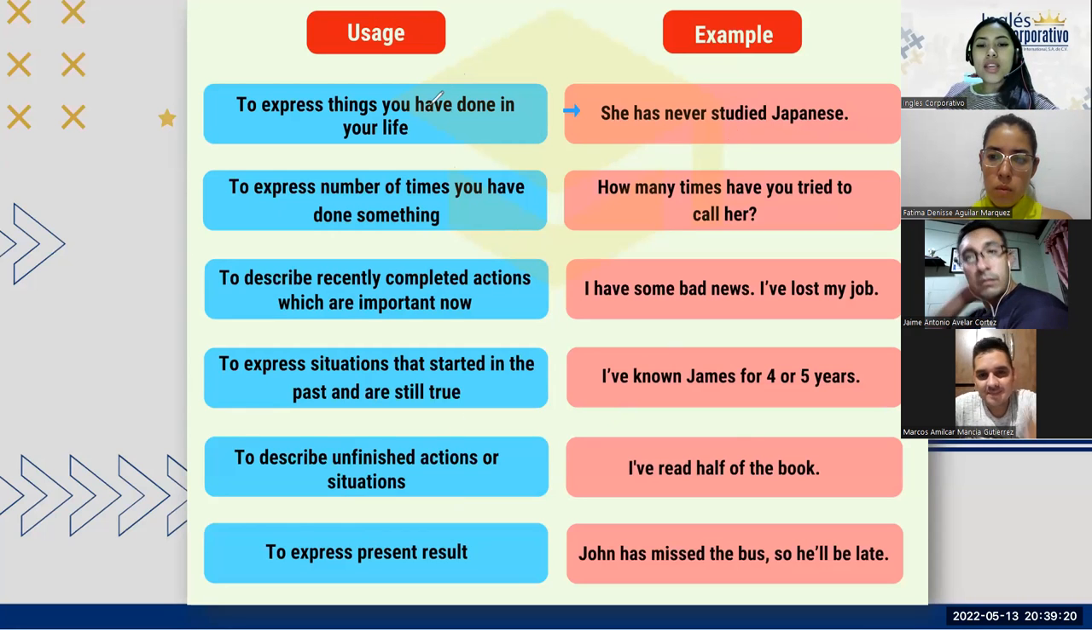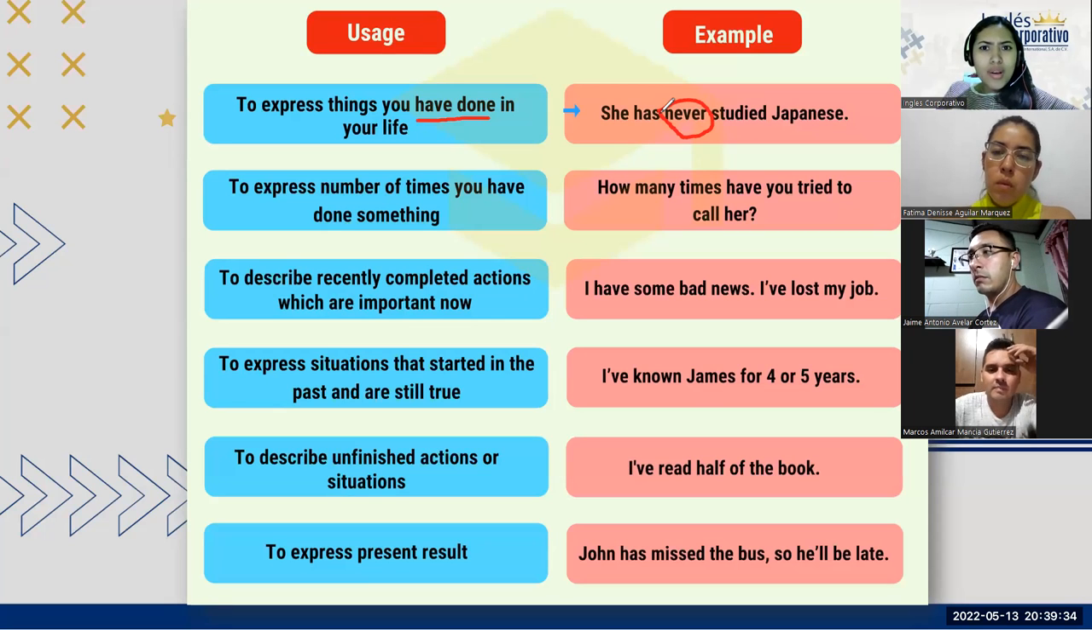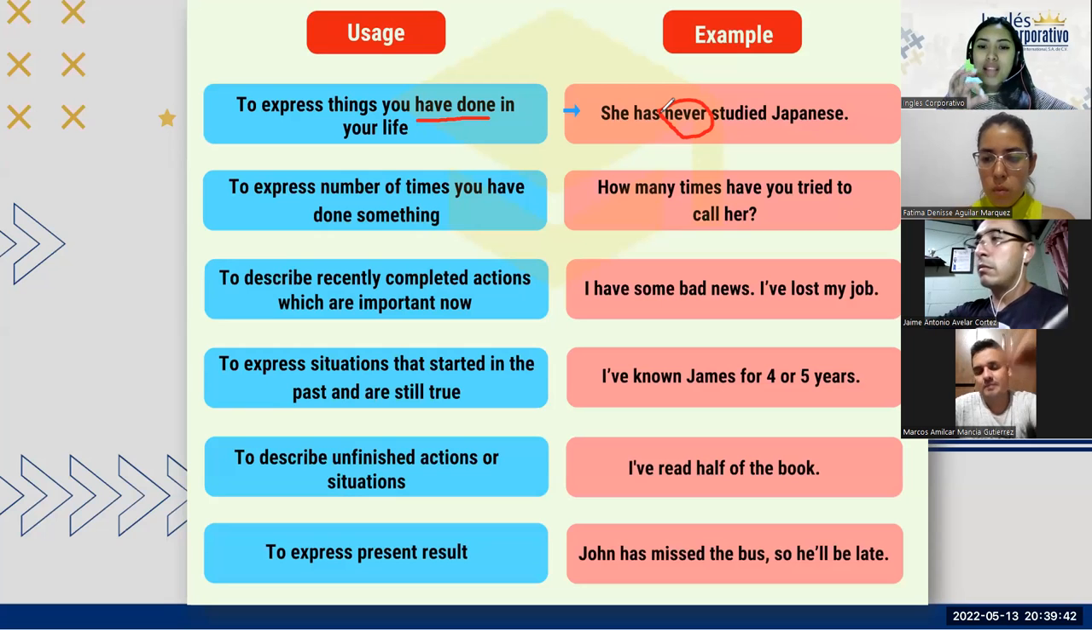Okay, sí, pero también podemos poner en negativa la oración, ¿sí? ¿Y cómo lo ponemos negativo? Lo vamos a poner negativo utilizando esta palabrita de never. Y ya con eso lo hacemos negativo. No necesito decir she hasn't. O lo puedo hacer así. Pero lo que quiero decir ahí es que nunca lo ha hecho. She has never studied Japanese. Es algo que en su vida no lo ha hecho.